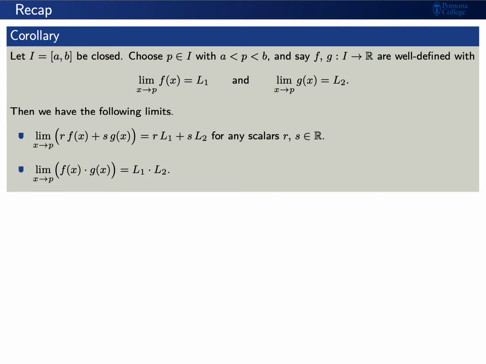We have the following two limits. First, the limit as x tends to P of r times f plus s times g is r times L1 plus s times L2 for any constants r and s. Second, the limit as x tends to P of f times g is L1 times L2.